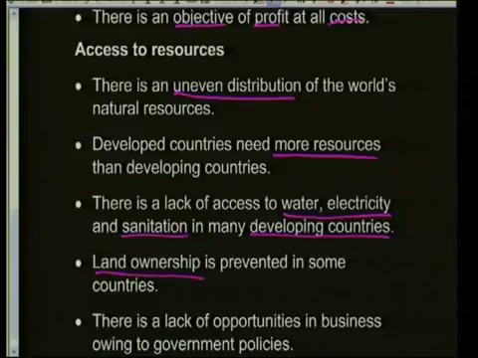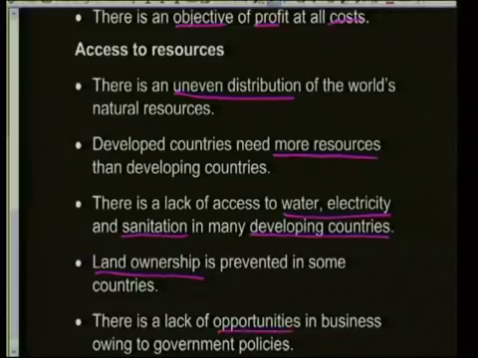Land ownership is prevented in some countries owing to that specific country's view on who should own the land. There's a lack of opportunity in business owing to government policies. So what you find in a lot of the developing countries is the government basically takes control of all the mineral resources, and therefore the opportunities for other businesses to grow are limited because the government is mainly in control.